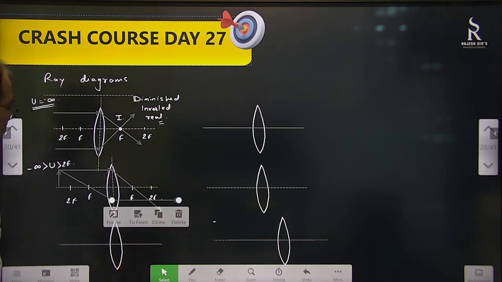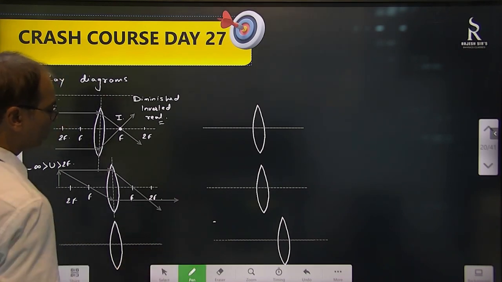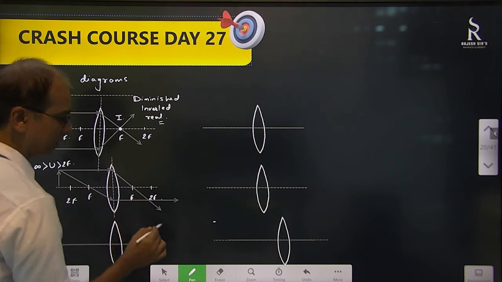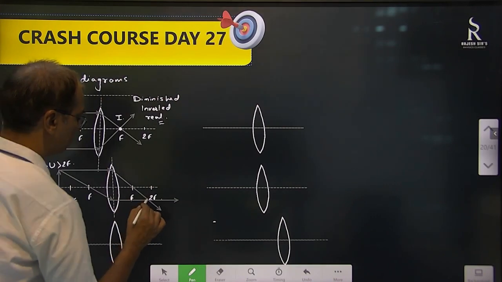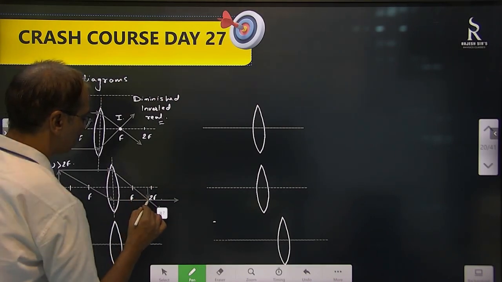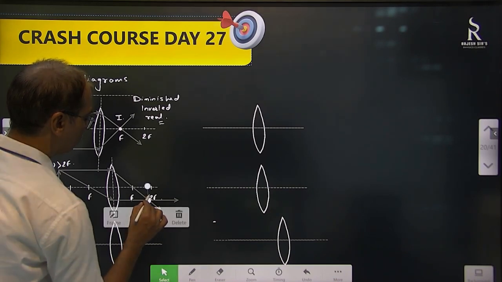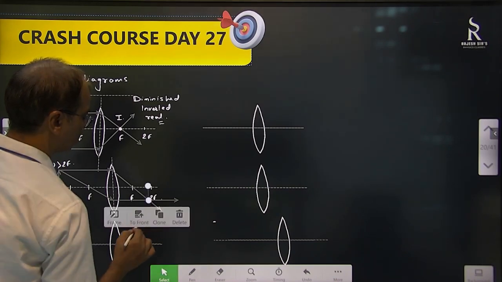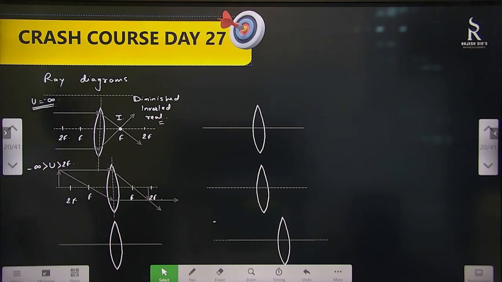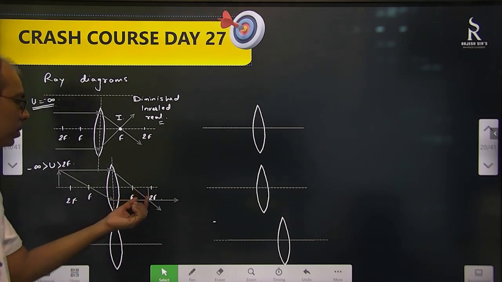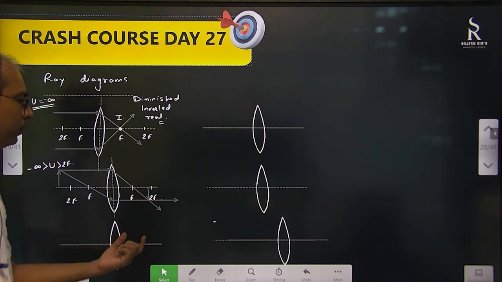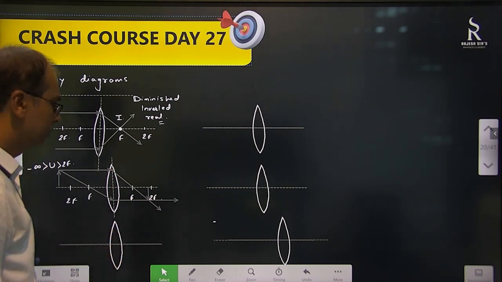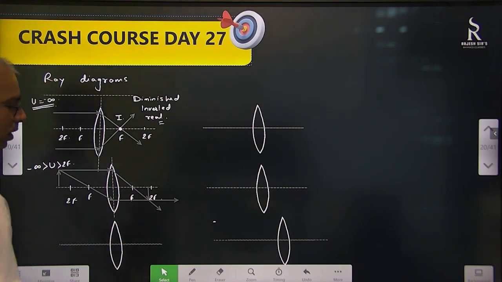In this way. Okay. So what are we getting over here? The image is coming here. This is the image. So what we can say: diminished image, inverted image, real image. Then at 2F, the image will also form at 2F. Where will be the difference then?